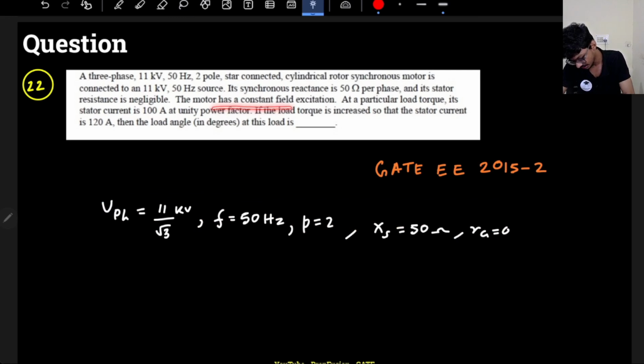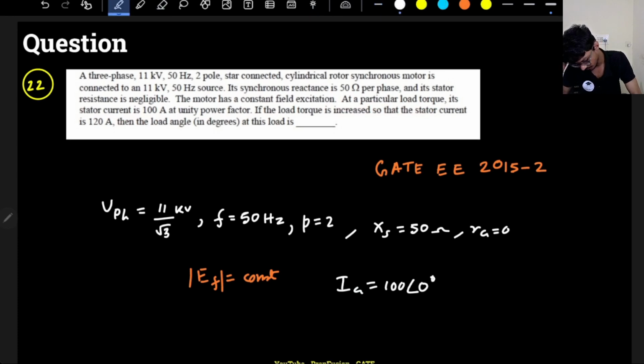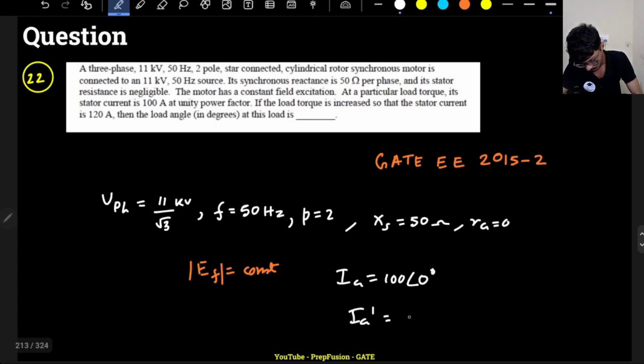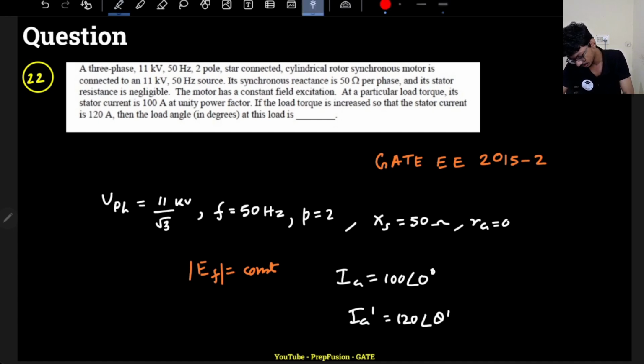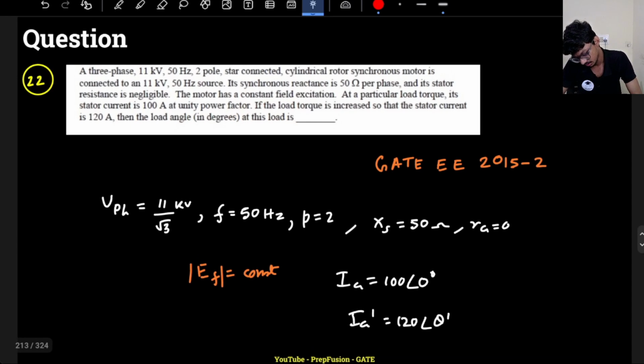The motor has a constant field excitation, that means the magnitude of EF is constant. At a particular load torque, its stator current is 100 amperes at unity power factor. So IA is 100 angle 0, unity power factor. If the load torque is increased so that the stator current is 120 amperes, so now IA dash is 120 amperes. I don't know what theta dash is. They are asking what the load angle at this load will be.